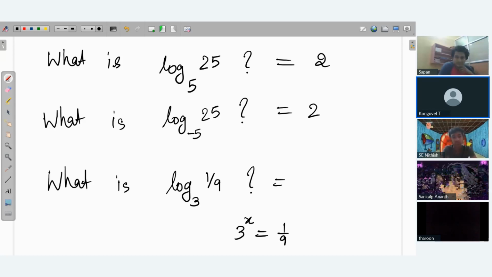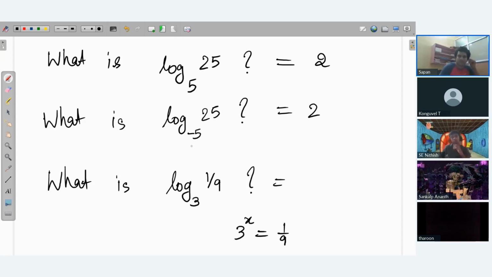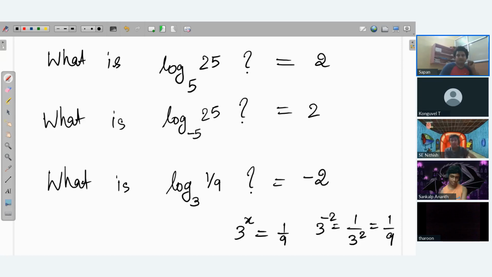So 3 to the power minus 2. 3 raised to the power minus 2 is equal to 1 upon 3 square, and that is 1 by 9. Right? So this is equal to minus 2. Understandable?